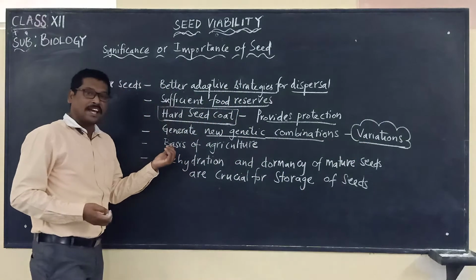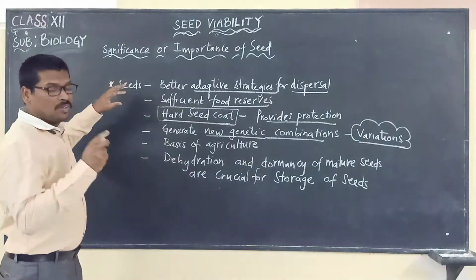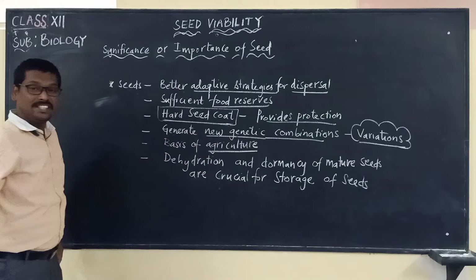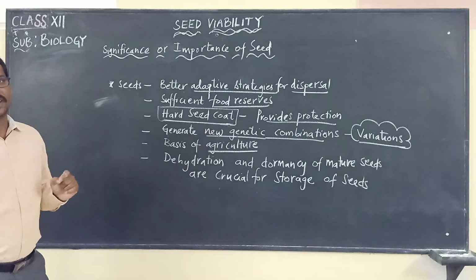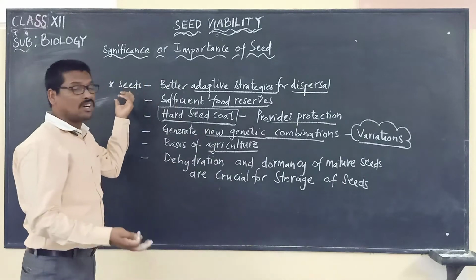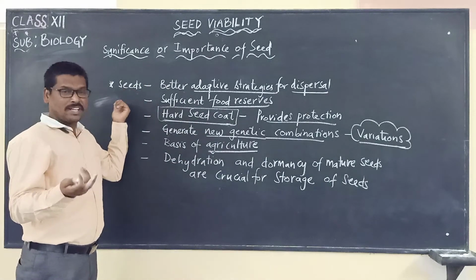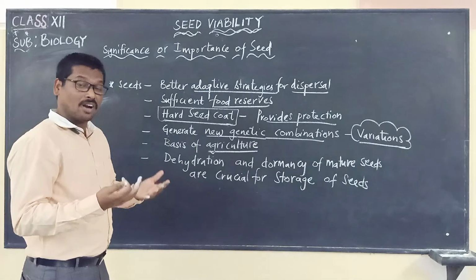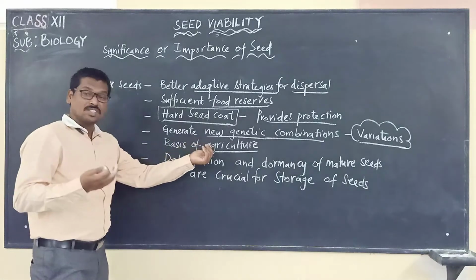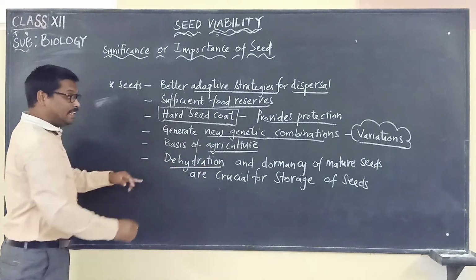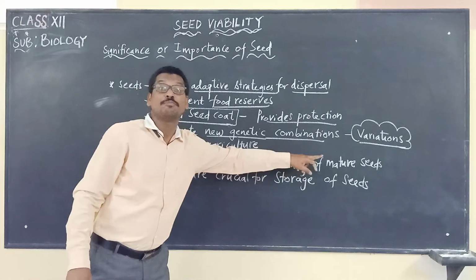And at the same time, please remember, seeds are the basis of what? Agriculture. Seeds are the basis of agriculture. So we cannot just imagine agriculture without what? The seeds. Without seeds, there is no agriculture. So how will these seeds be used, or how is it possible in the process of agriculture? It's all because of the dehydration and dormancy of mature seeds.